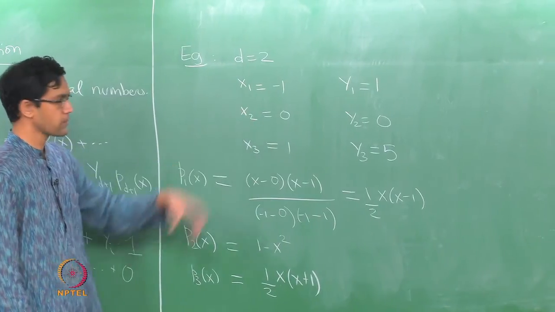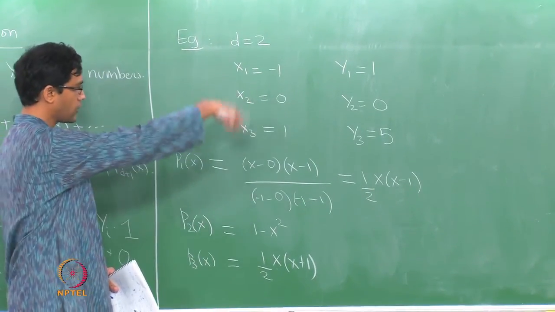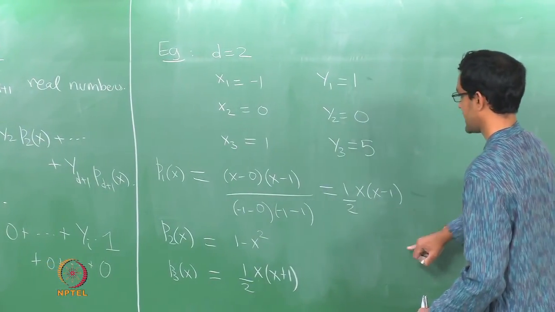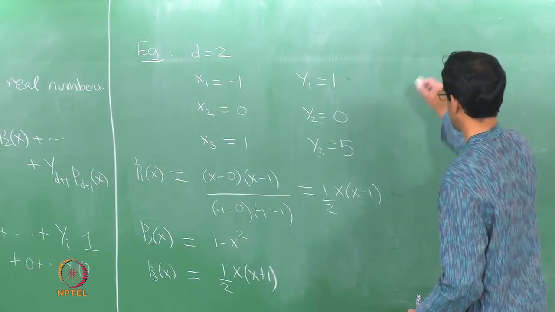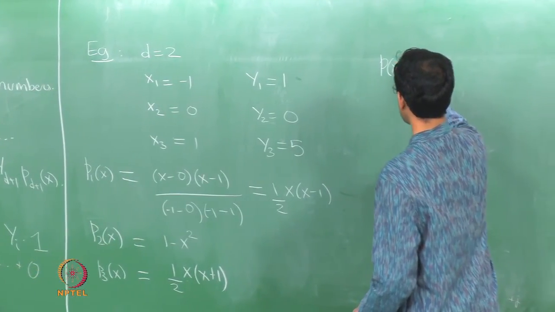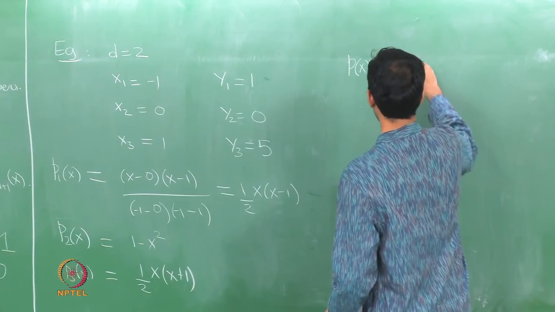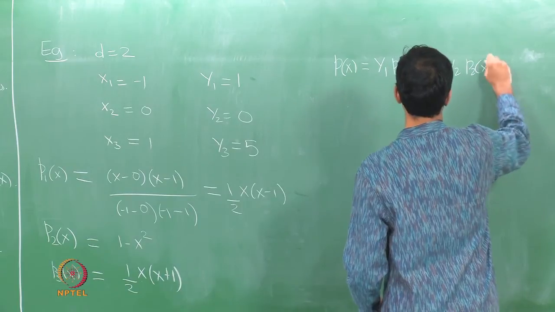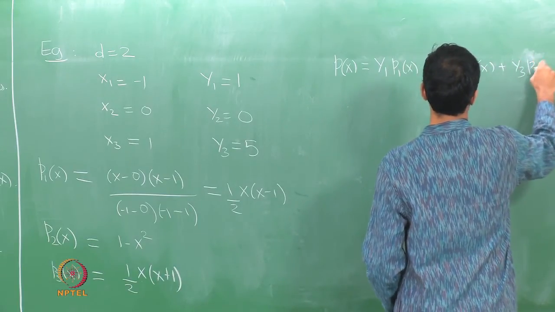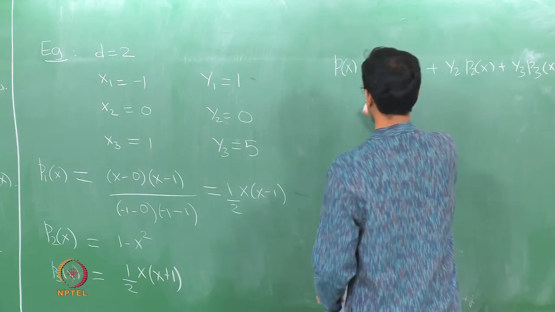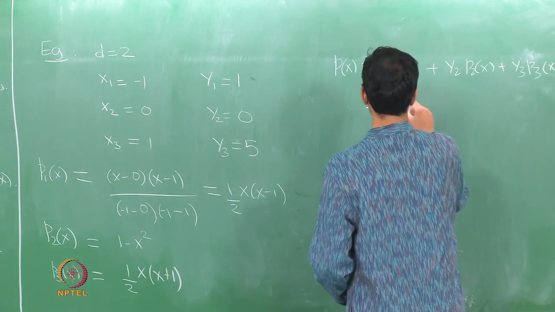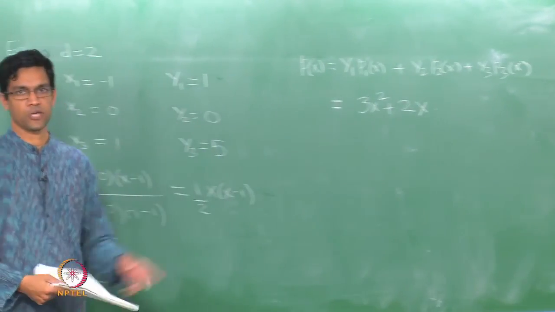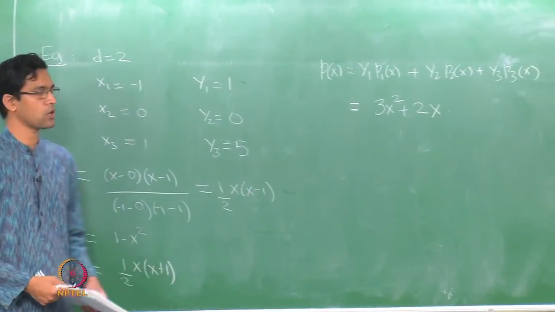And the final step, the interpolating polynomial, which is the linear combination of these three, would just be obtained by multiplying the first answer by a 1, the second answer by a 0, and the third answer by a 5. So the interpolating polynomial p of x, remember, is nothing but y1 p1 plus y2 p2 plus y3 p3 of x. In this case, if you work this out, it turns out to be 3x squared plus 2x. I am leaving the details, something you should certainly work out by yourself.